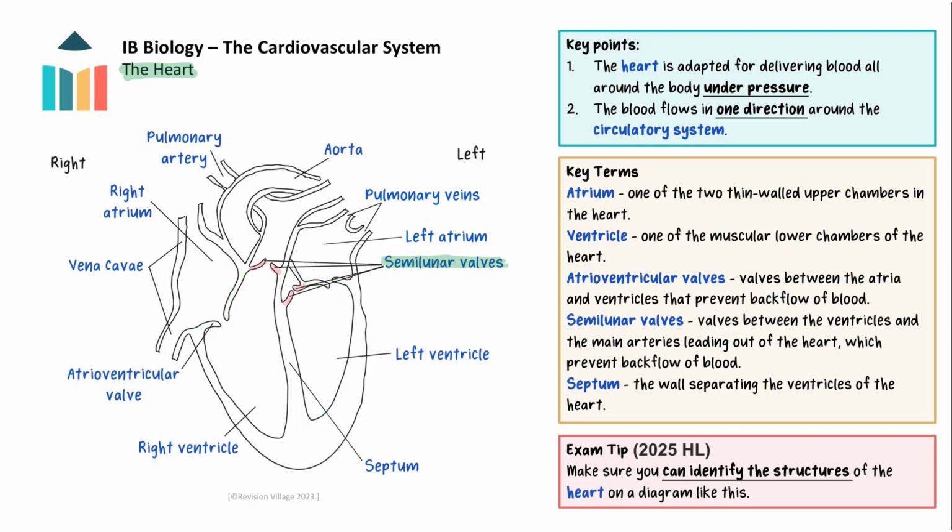The semilunar valves in the pulmonary artery and aorta allow blood to be pushed through them from the ventricles, but when the ventricles relax, they shut, preventing the backflow of blood into the ventricles. Both the atrioventricular and semilunar valves ensure blood flows in one direction only through the heart. The shutting of the valves gives the lub-dub sound of the heart. Lub is the atrioventricular valve shutting, and the dub is due to the semilunar valves.